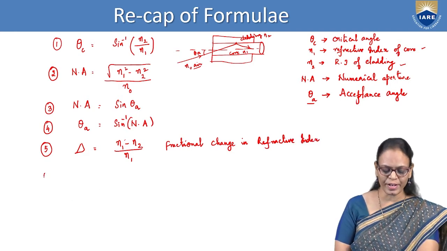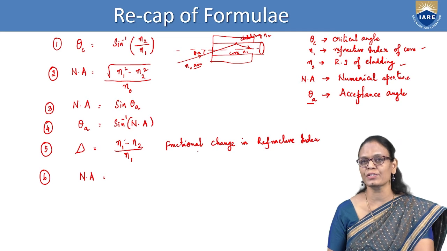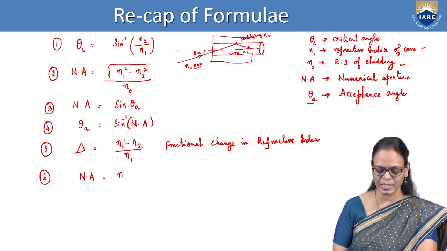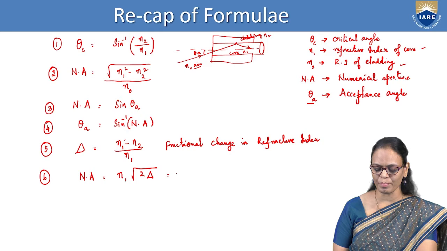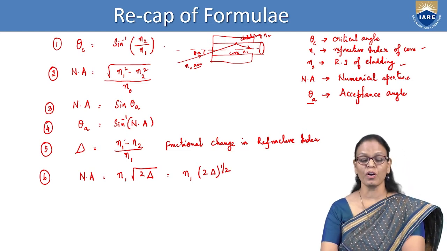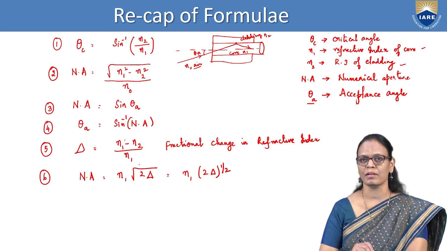We also have another formula to calculate the numerical aperture in terms of delta. If the fractional change is given, how do we calculate the numerical aperture? That is N1 under root 2 delta, or this can also be written as N1 into 2 delta power half. So these are the formulae we are going to use to solve the numericals now.